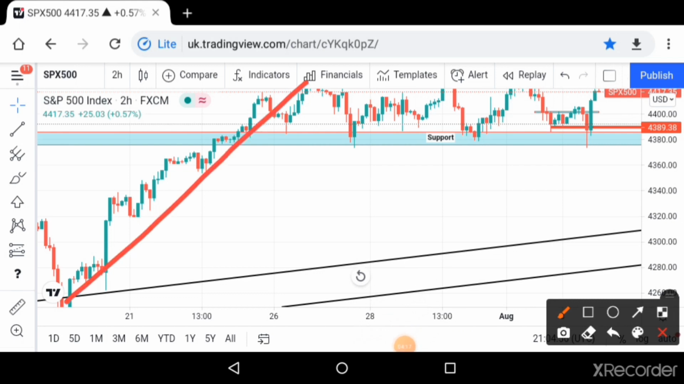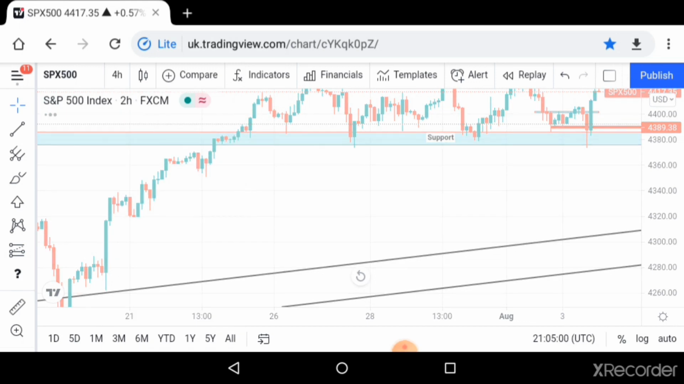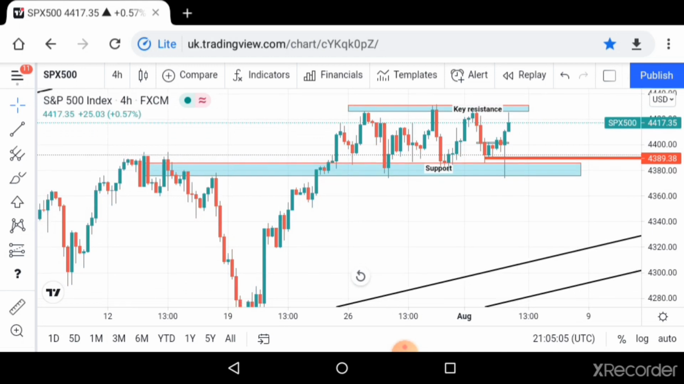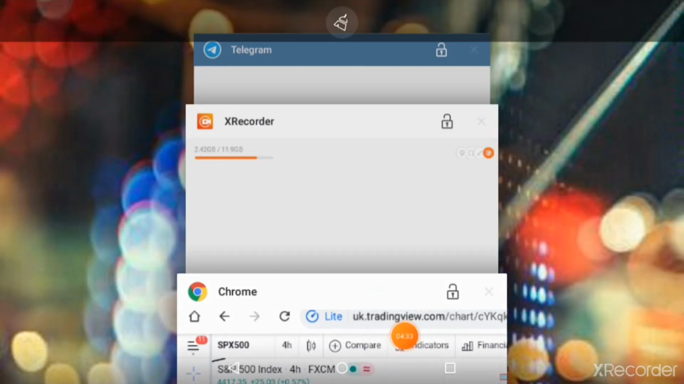then we went inside this. Let me just go to the 4 hours. Sorry for that, because I think 2 hours is a bit unclear, 4 hours will look clear. Okay, yeah, on the 4 hours it's actually clear that we were on an uptrend. Currently we're in consolidation of the uptrend.